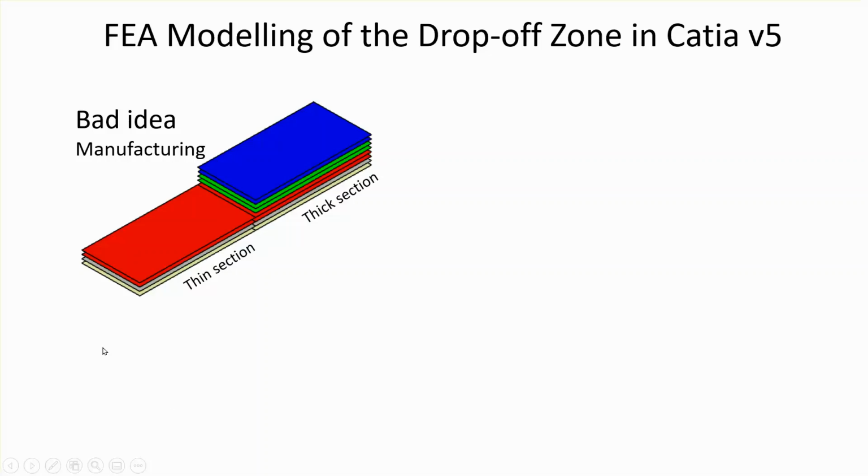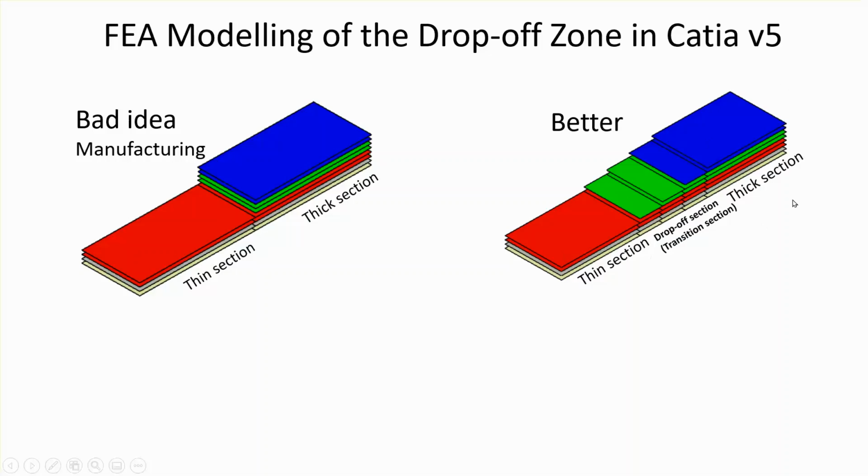So what they do instead is they gradually drop the number of plies in going from thin section to thick section or thick section to thin section, perhaps something like this. So you have the original thick section on the right side, you have the final desired thin section on the left side, and then there's a transition zone, which is also called drop-off zone, by the way. This is better for service use.